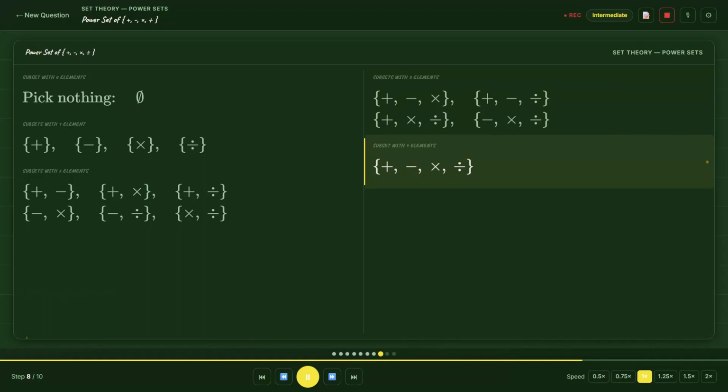Finally, we pick everything, all 4 symbols together. The whole set itself is always one of its own subsets. That's one more group.